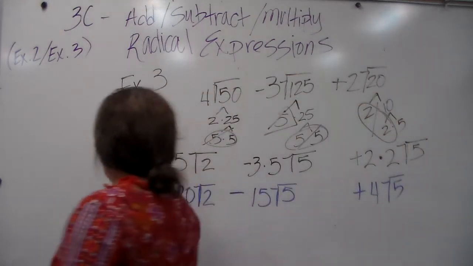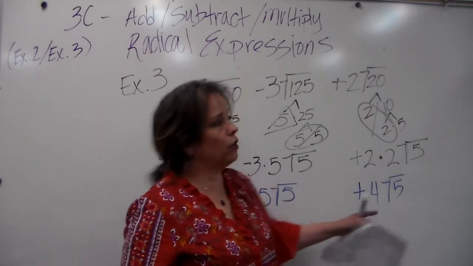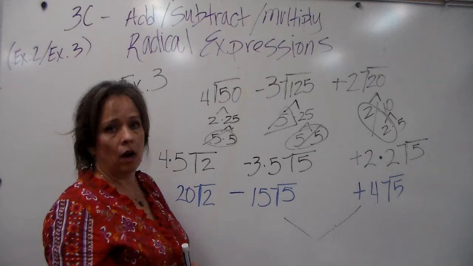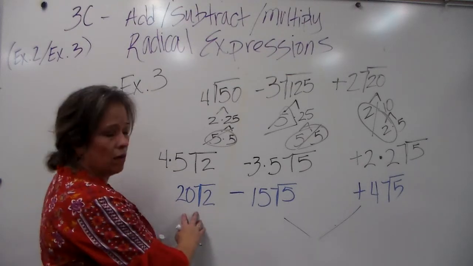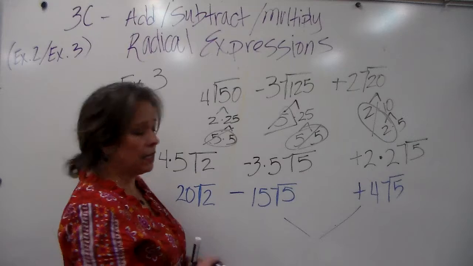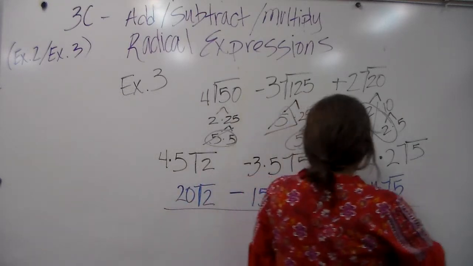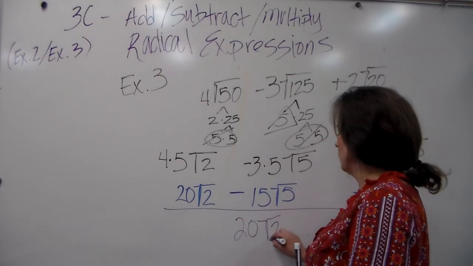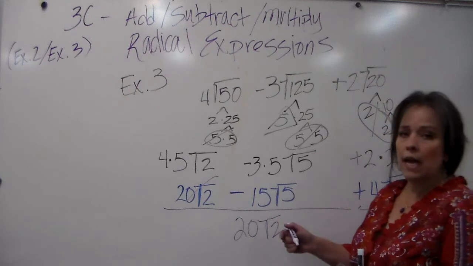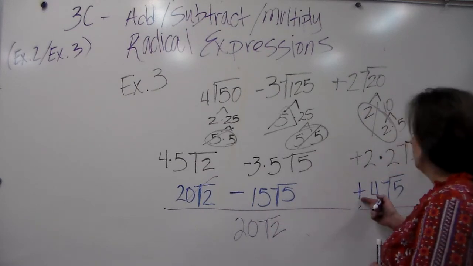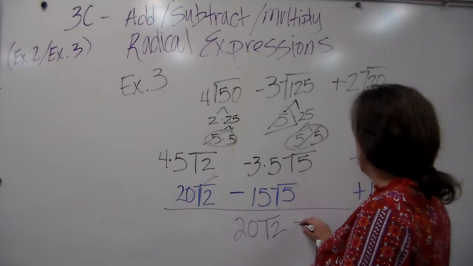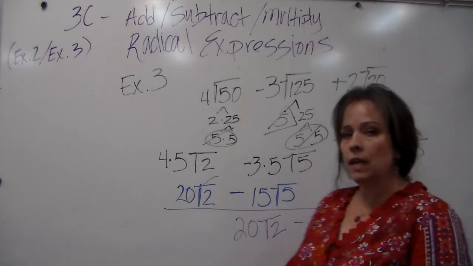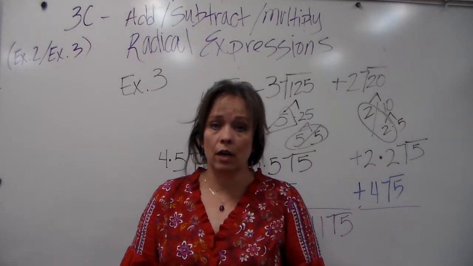And now we're going to look at our new terms. These are the terms after we simplify them. We can see that we can combine our root 5 terms. We can't combine anything with our root 2 terms, so it's going to stay the way it is. So when we combine our like terms, we'll get 20 roots of 2. That's this term. Our negative 15 roots of 5 plus 4 roots of 5 will combine to negative 11 roots of 5. Okay? And that's our answer for example number 3 on part 3C.